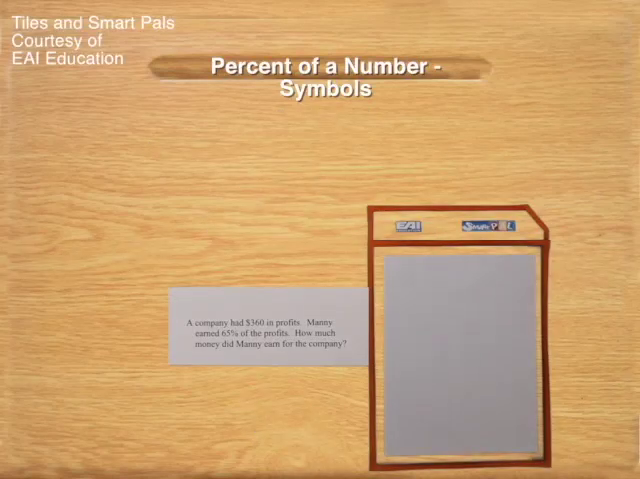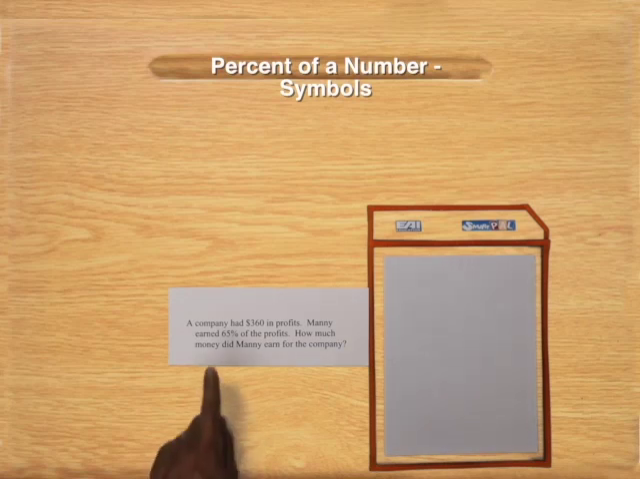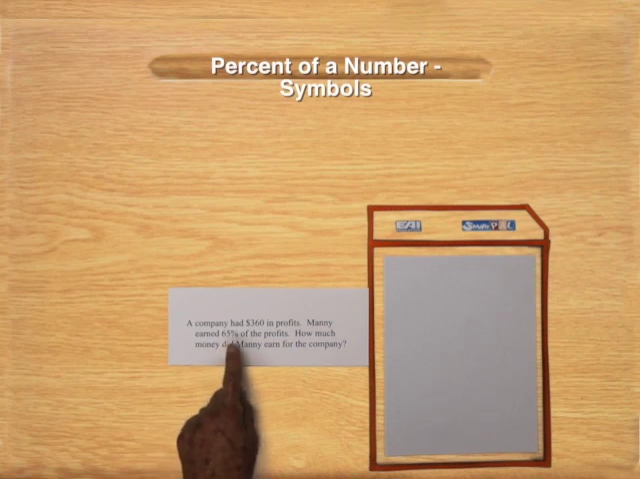We're now going to look at our problem and see how to solve it using only mathematical symbols, mathematical models, and, as we've seen before, a mathematical equation. So our problem is the same. A company had $360 in profits. Manny earned 65% of the profits. How much money did Manny earn for the company?